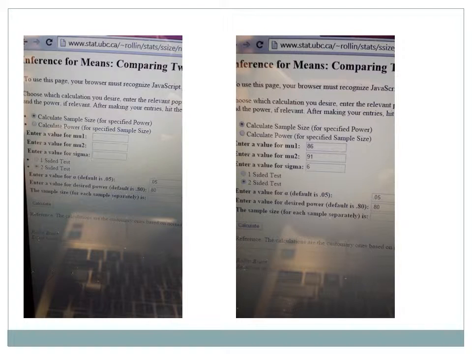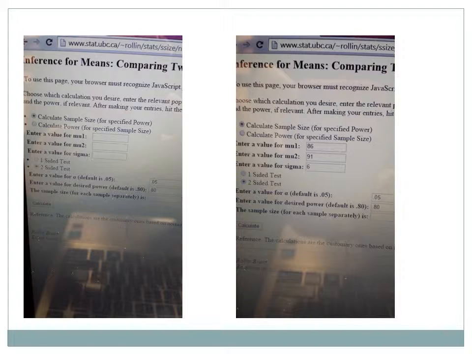Enter a value for desired power. Default is 80%, and so I left it that way. And then if you put in the values for the means and the standard deviation, it will tell you what the sample size should be. I should say that you can also put in an existing sample size and get it to show you how much difference you could show.